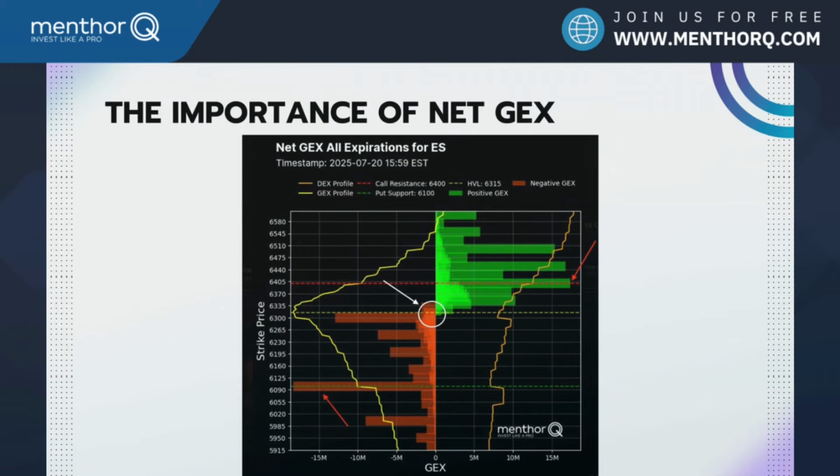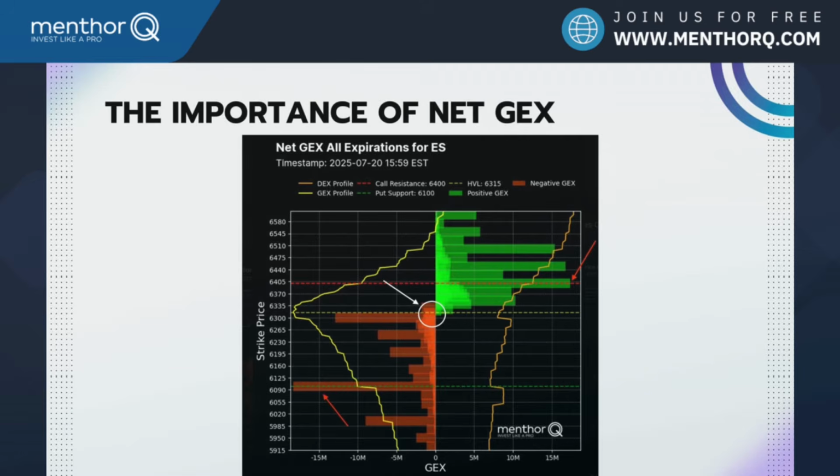Green bars are positive gamma. That means that there is more stability in the market. Red bars are negative gamma, so those could be potential volatility zones. We use this daily to map out likely support and resistance levels that are not visible on the price chart. And we're going to show you some examples.